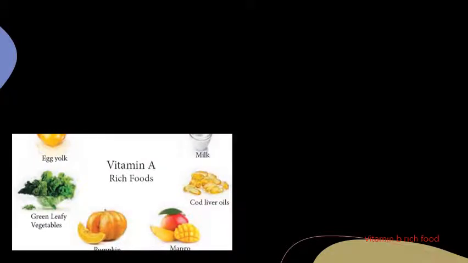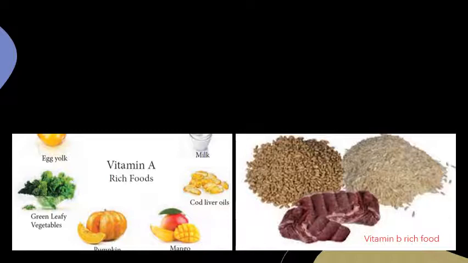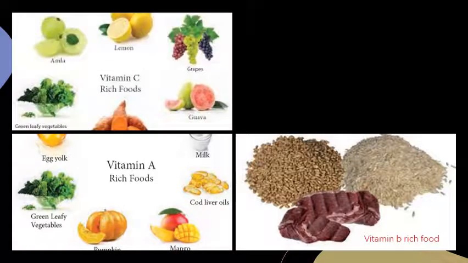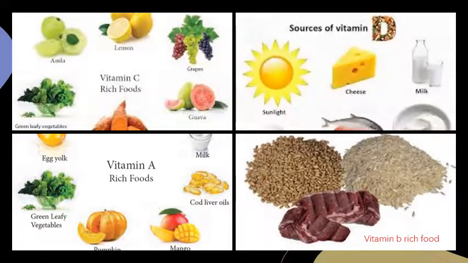As you can see, vitamin A rich foods are egg yolk, milk, cod liver oil, mango, pumpkin, green leafy vegetables. These are very rich in vitamin A. Now, vitamin B rich food is the liver, the wheat, and the rice. They are rich in vitamin B. Vitamin C is rich in amla, lemon, grapes, guava, and green leafy vegetables.